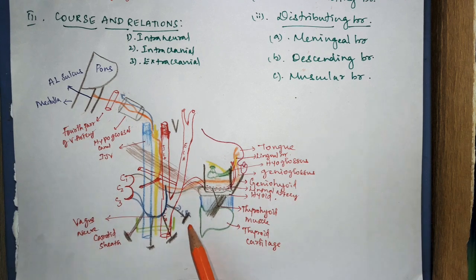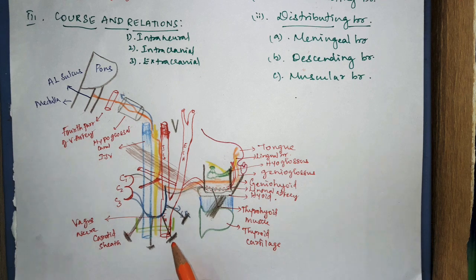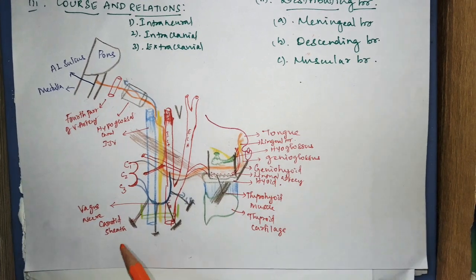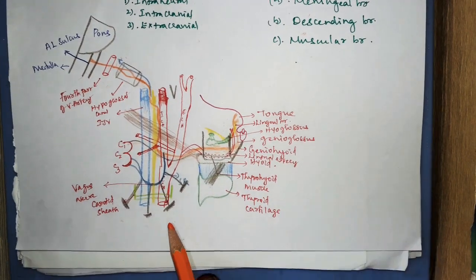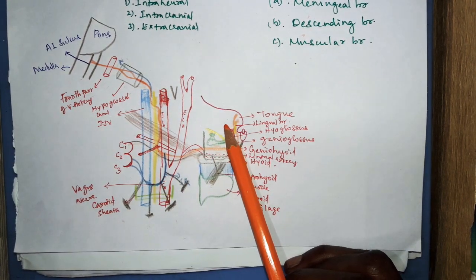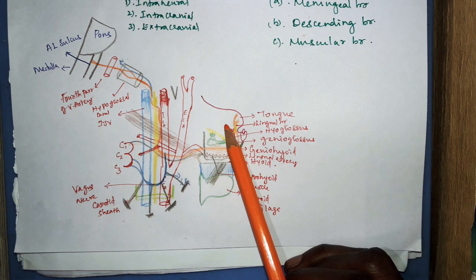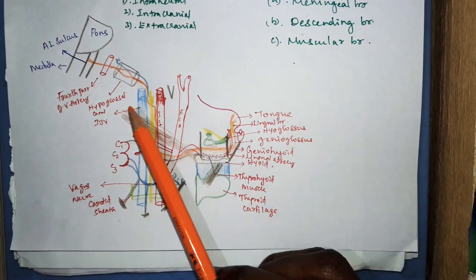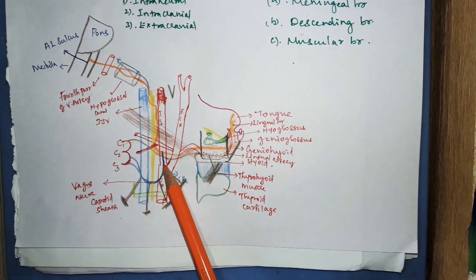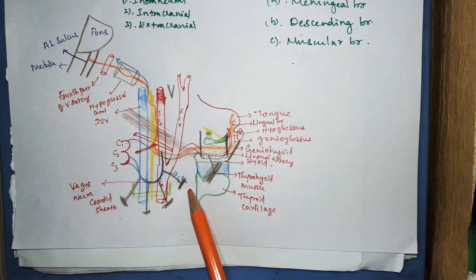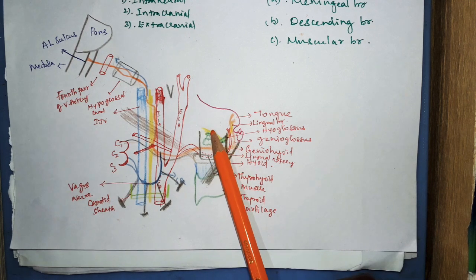Now the superior root supplies the superior belly of the omohyoid, and the ansa directly supplies the sternohyoid, sternothyroid and the inferior belly of the omohyoid muscle. Then the muscular branch supplies the muscles of the tongue, both intrinsic and extrinsic, except the palatoglossus muscle. That's all about the distributing branches: the meningeal branch and the descending branch. The descending branch carries the C1 fiber also, forming the superior root and supplying the superior belly of the omohyoid. And the muscular branch supplies the muscles of the tongue except the palatoglossus.